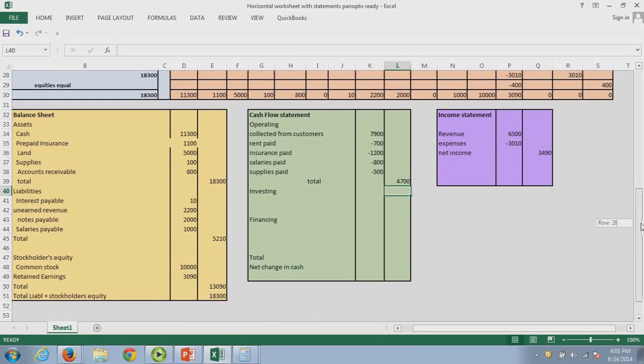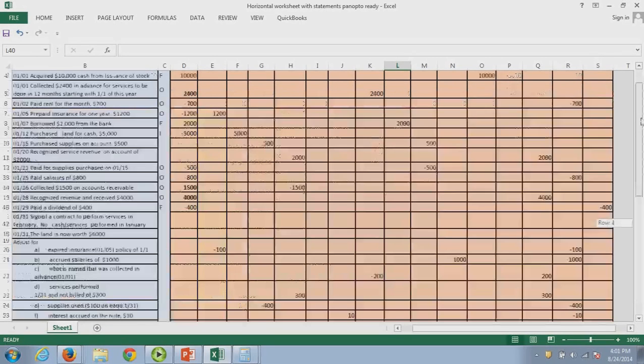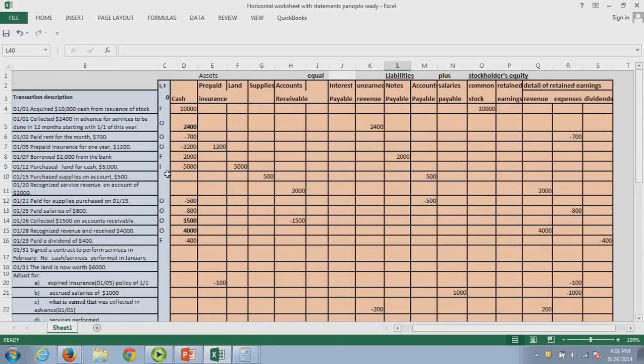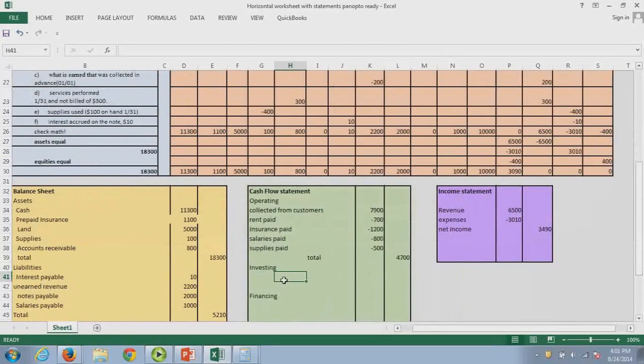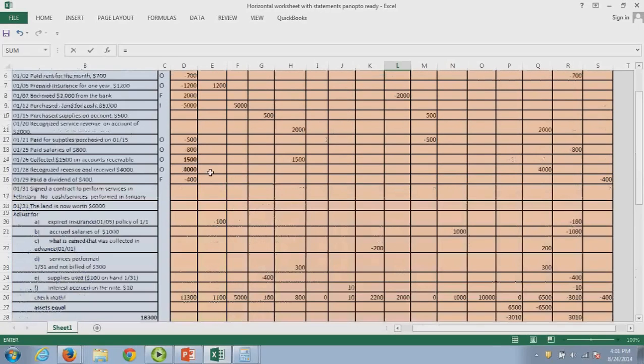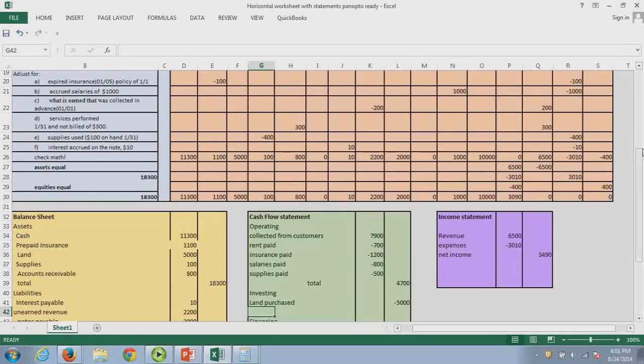Then we check out the I's, which are the investing, and I think if we come back up here, we only have one. Purchase land for cash, 5,000. So because it's the only one, we can keep it short and sweet and just write land purchased, or just land even, and go right to the total. So I'm going to do a cell reference, so I'll put the equal sign, and then grab the negative 5,000 from the cell C9 or D9, I guess it looks like. Okay, and that links it there.